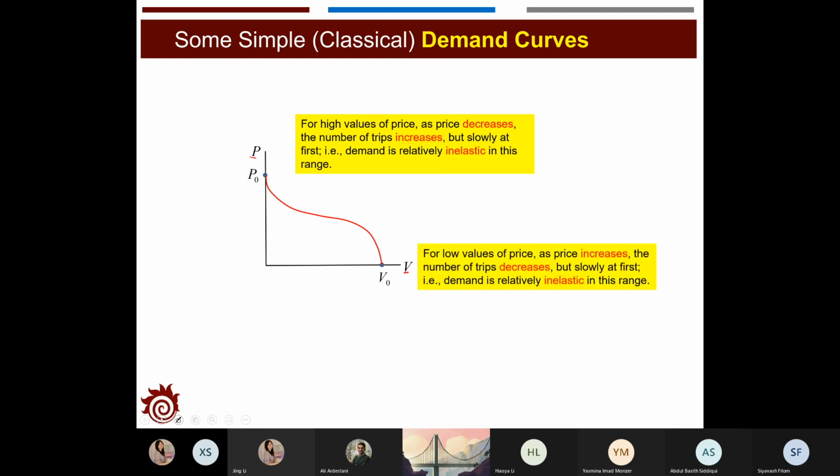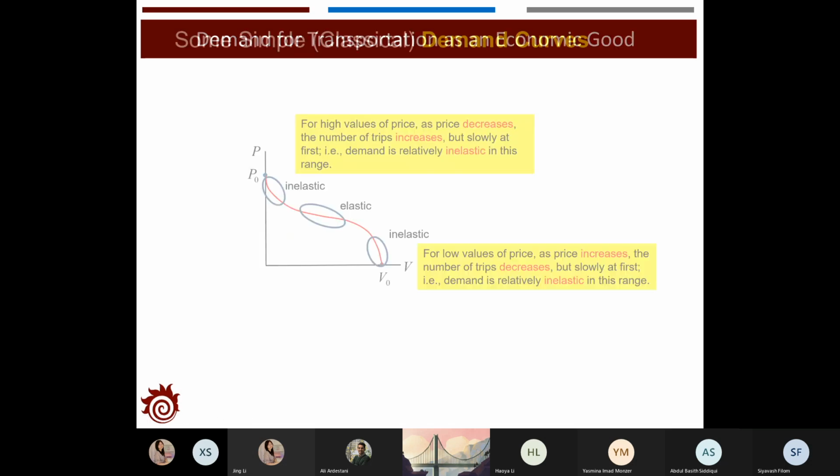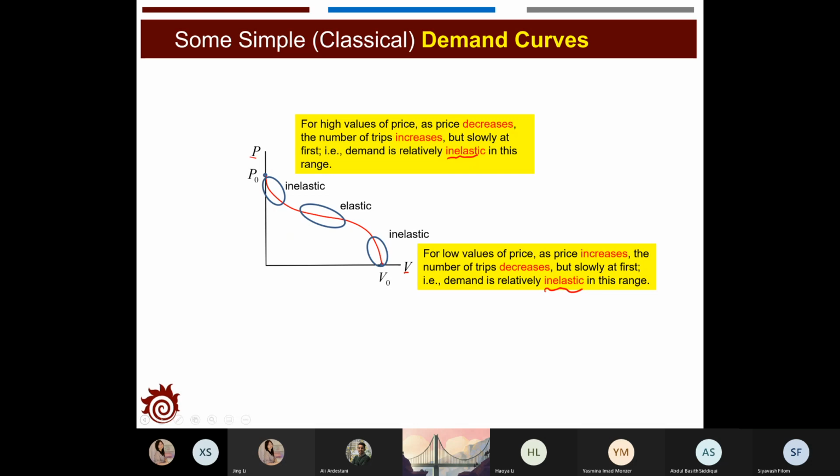Also for the low values, you observe a similar thing. When the price increases, the number of trips will decrease, but also slowly. So the demand curve is also inelastic for the high price and low price scenarios. Only when the price is in the middle of the range, if you have a small change in the price, you will observe a large change in the volume, or in the number of trips. So this is quite common for most real-world products.